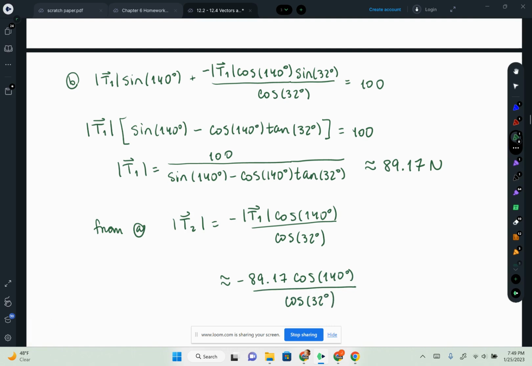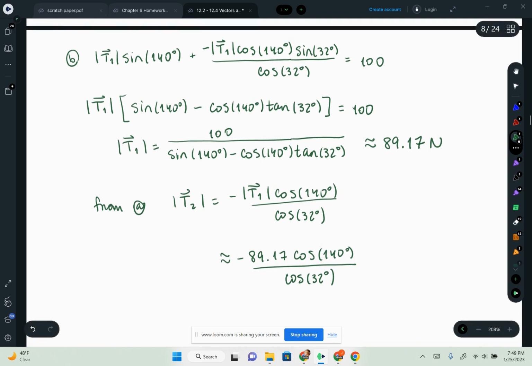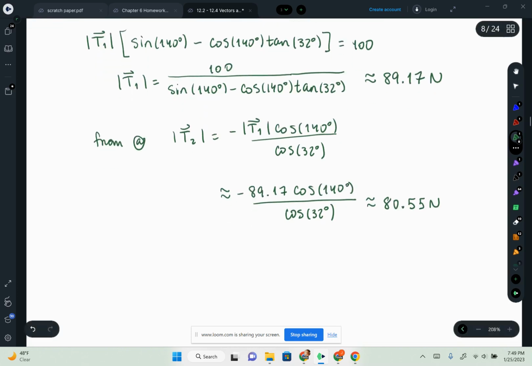And I'll calculate that. 89.17 times cosine of 140 divided by cosine of 32. That is going to give me approximately 80.55 newtons. Okay, and so I can use these values, and these are my magnitudes. I can use them to figure out what T1 and T2 are.